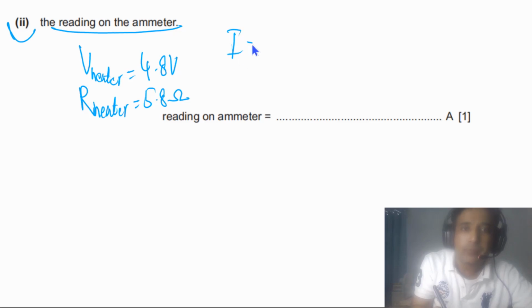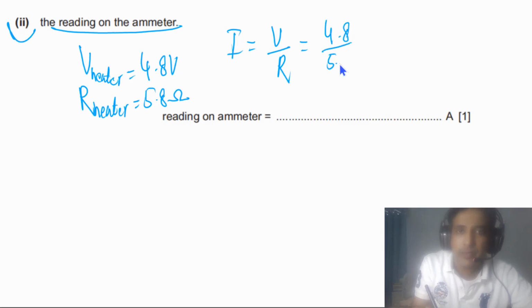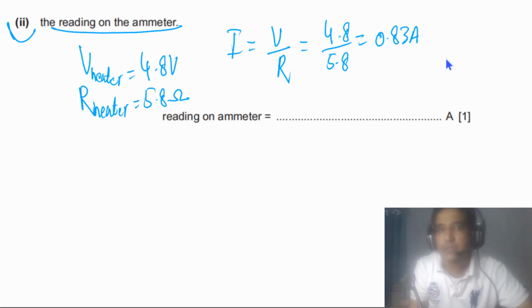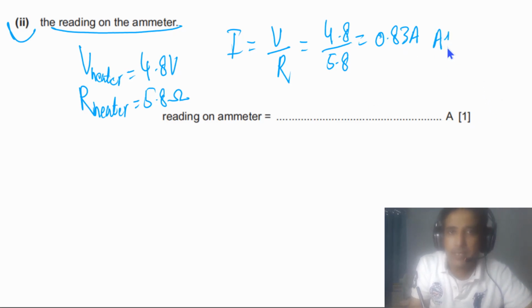So I is equal to V divided by R. So we have 4.8 divided by 5.8. So this is equal to 0.83 amps. And this question has only 1 mark, and that is the answer mark. If you got the right answer, you will get 1 mark.